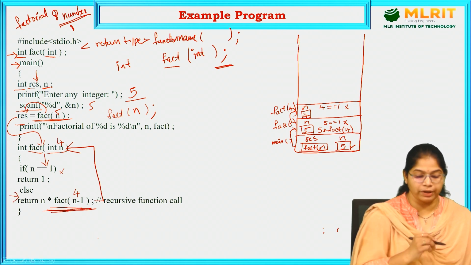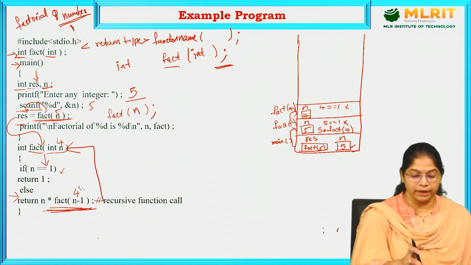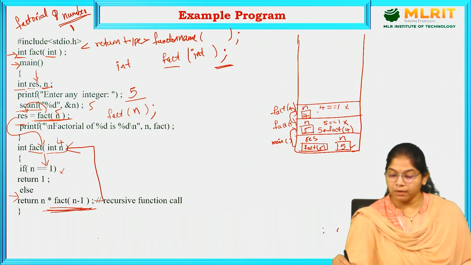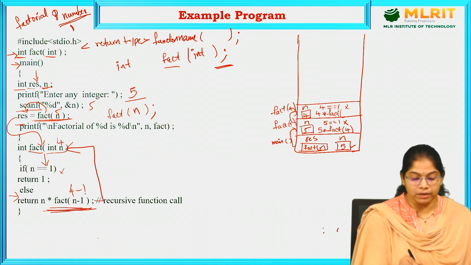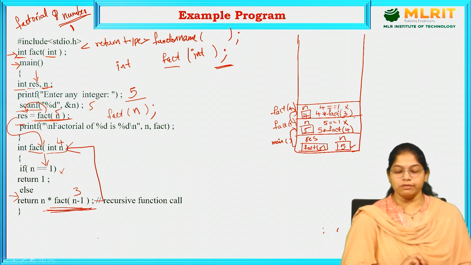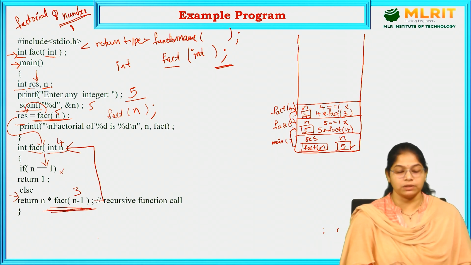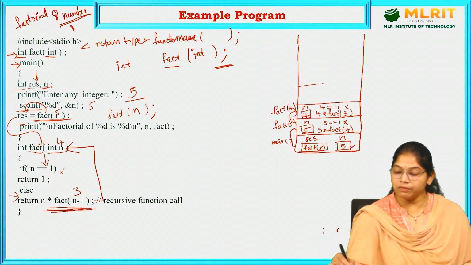In the false block, we have return n into fact of n minus 1, where n is 4 here. 4 into fact of n minus 1, where n is 4, 4 minus 1, now it is 3. Fact of 3. Now fact of 3 is also a function call. Recursively, we are calling the same function. Like fact of 4, some memory segment is allocated to fact of 3.